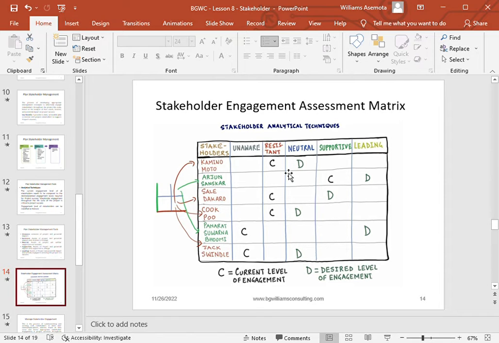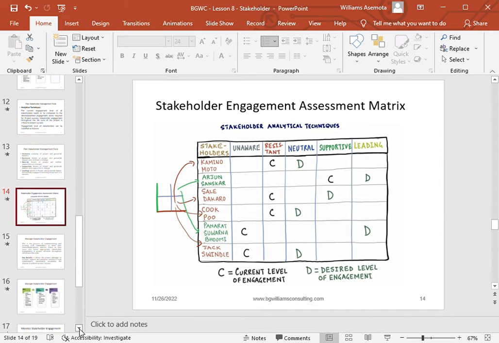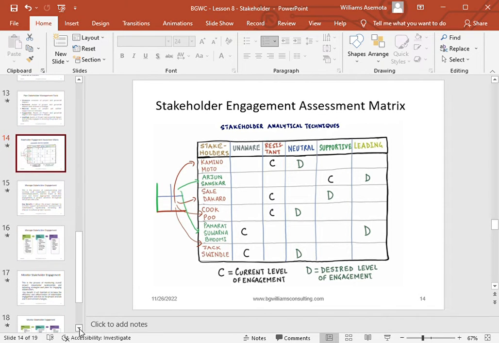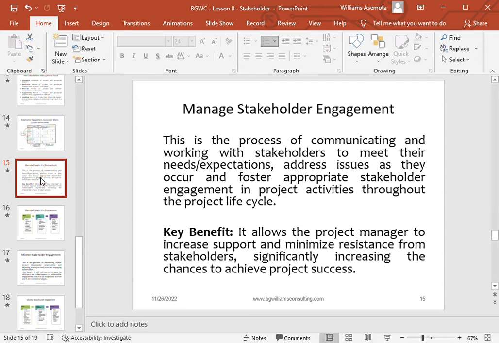So the essence of the stakeholder engagement assessment matrix is for you to know which of your stakeholders is no longer supporting the project, which of your stakeholders is losing interest in the project, so that you can revive that relationship, build that engagement relationship again, and re-strategize on how to carry all the stakeholders along. I hope that is clear, Joe.